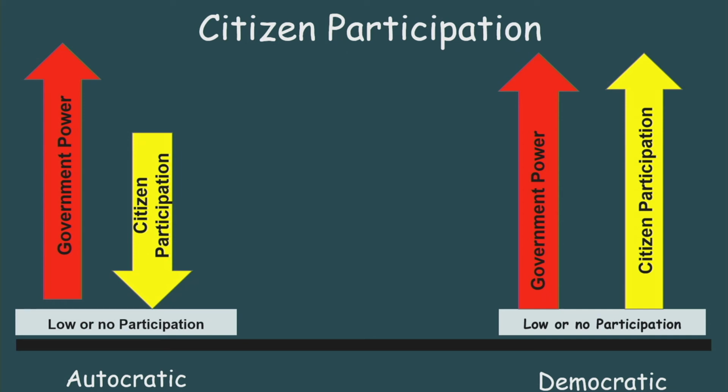But if you look at the democratic government, you'll see that the government power is high, but the citizen participation is also high. So the government may regulate certain safety protocols or health hazards, things like that. But the citizens also get that vote, they get that say, they can get their point across without it being a bad thing.